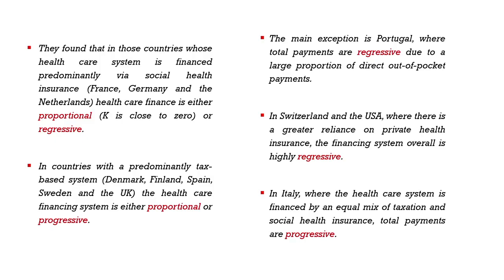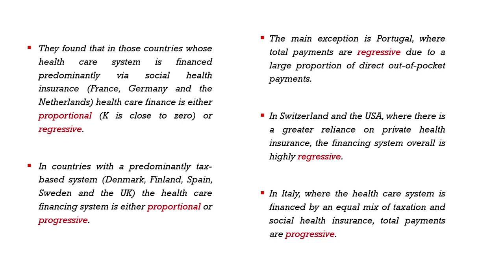In this paper, while they calculated vertical inequality or vertical inequity based upon the progressivity index, they also correlated it with the kind of healthcare financing system in all of these 12 OECD countries. So, these conclusions should be read accordingly. The authors found that in those countries where the healthcare system is financed predominantly via social health insurance, healthcare finance is either proportional or regressive. In countries with a predominantly tax-based system, healthcare financing is either proportional or progressive, which includes countries like Denmark, Finland, Spain, Sweden, and the UK.